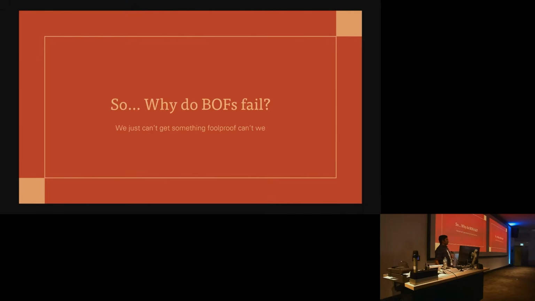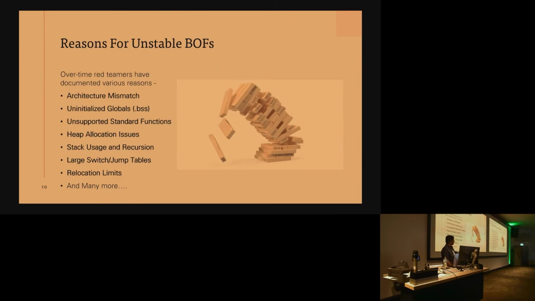After that, we come to the first main question of this talk: why do beacon object files fail? I mean, there should be something wrong, right? There are quite a few reasons actually. The first one is architecture mismatch, which is compiling for x64 but running it on x86 systems. Then there are uninitialized globals, which usually means that there's a BSS segment in the PE of a process that the beacon object file cannot access.